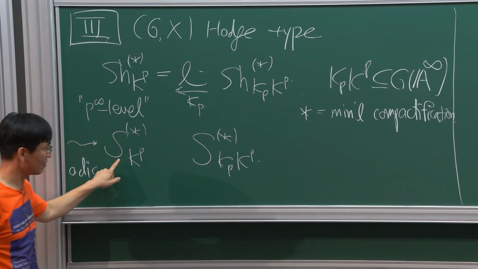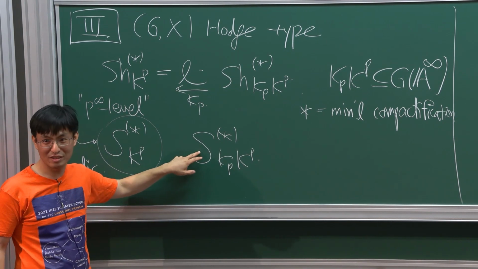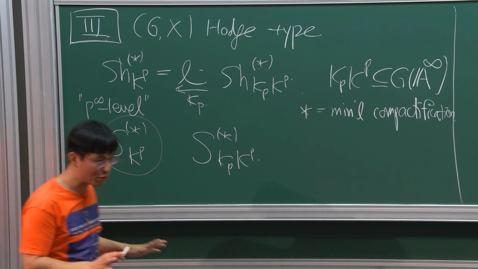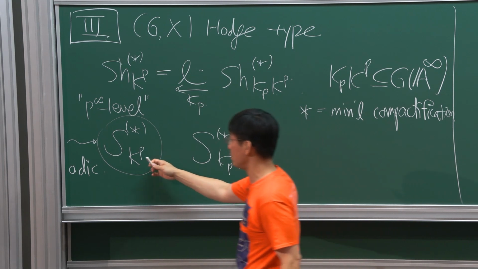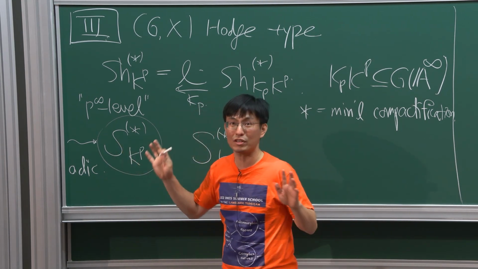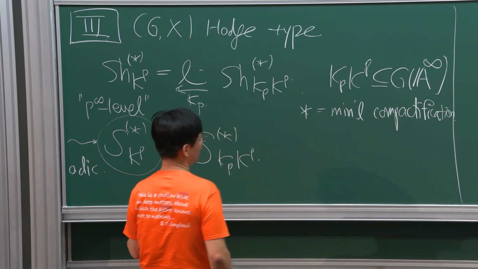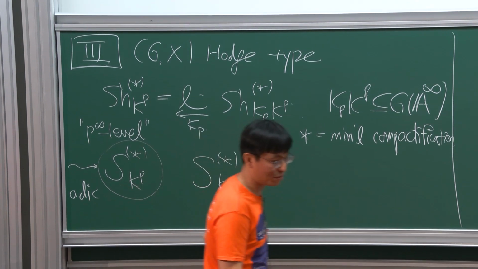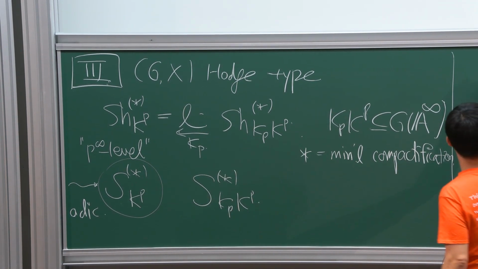And I'll just say that this one is now a limit of these. But a priori, you don't know if this projective limit is representable by an adic space. So I just think of it as a projective system of adic spaces, which is fine. Eventually I'm going to show that this is a perfectoid space, but at least a priori.